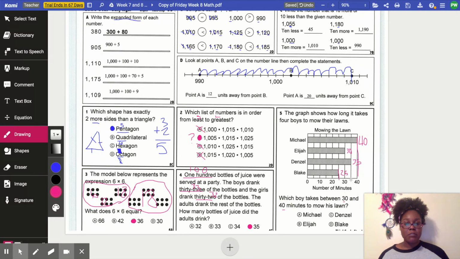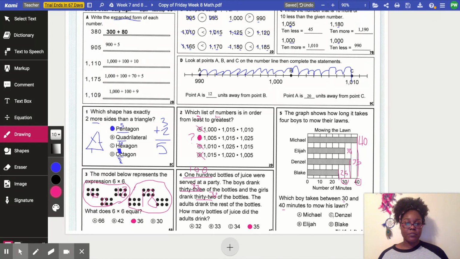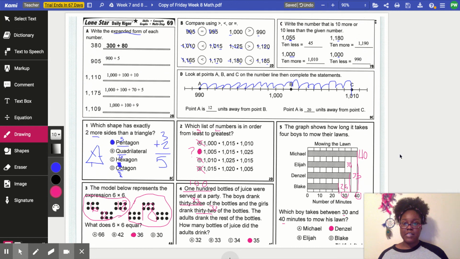The question says, which boy takes between 30 and 40 minutes? So I'm looking between 30 minutes and 40 minutes. I'm looking right between. It says, which boy is that? Well, the boy that's right in between is Denzel, and he has 35 minutes. So I'm going to bubble in Denzel. And that looks like the last one.